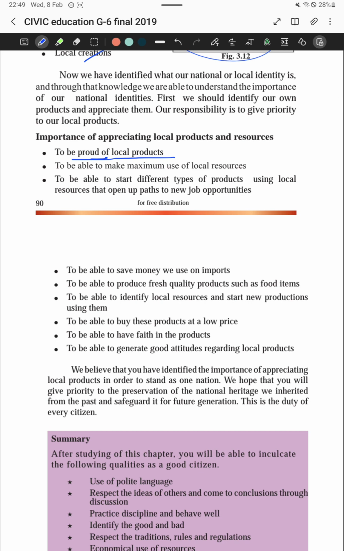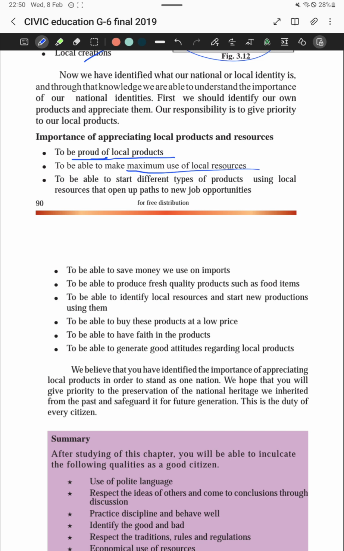Of the Sri Lankan brands, you have to safeguard the brands, and you must give priority to the things of your country, right? And maximize the use of local resources. Always use the local resources, don't use these imported things, right? And so you must create new job opportunities by using the local things, right?